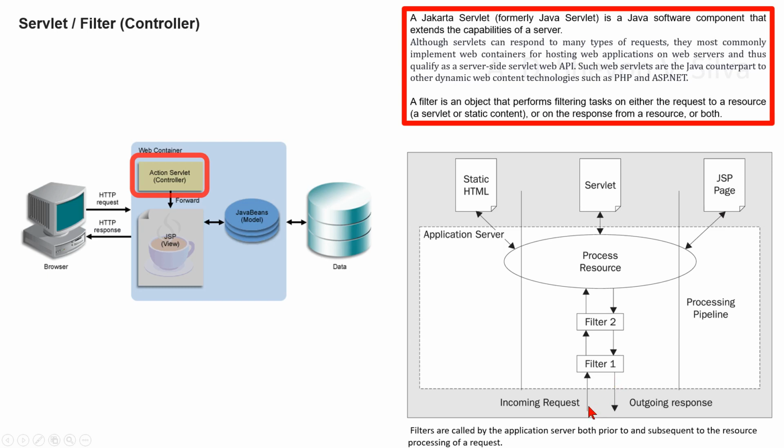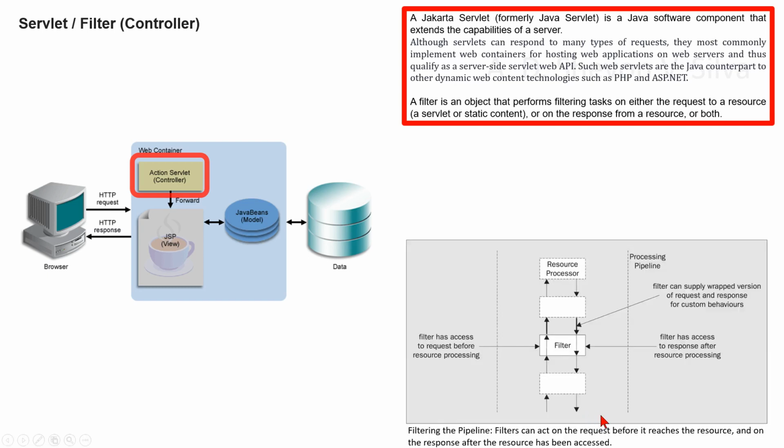Here you can see the incoming request is passed to filter 1, filter 1 is connected to filter 2, and filter 2 is connected to the process resource. The resource, filter 1 and filter 2 are inside the application server. You can see the processing pipeline, and the process resource interacts with static HTML, servlets and JSP pages. The process resource is connected to filter 2, filter 2 is connected to filter 1, and filter 1 passes on the outgoing response.